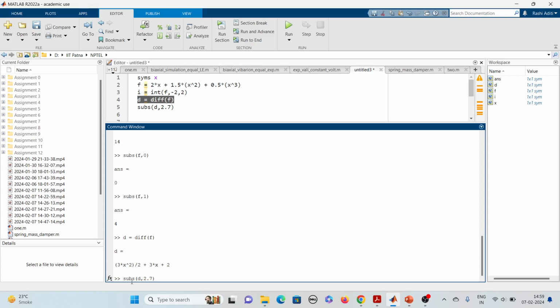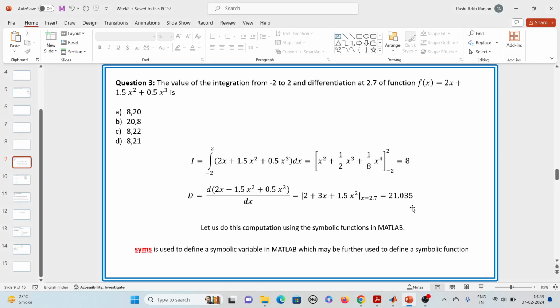Now what if this function is maybe in terms of 2 or 3 variables xyz? Then in that case, what am I going to do? Then I have to specify which variable is given what value so that I can get the proper solution. I'm going to write subs d comma 2.7. This is going to give me this value, which I can again compute in MATLAB itself, 21.035. Here, I get the same value by my computation itself. Okay, so this is what I get.